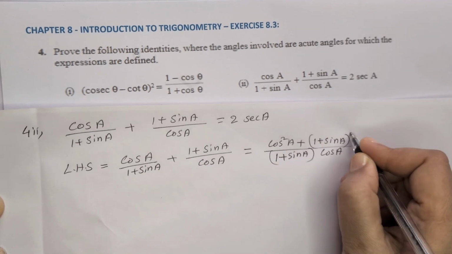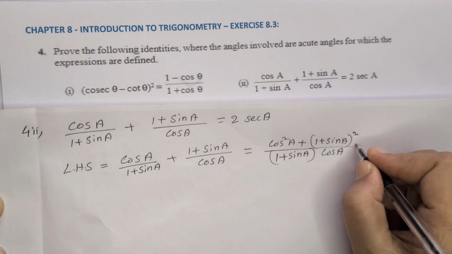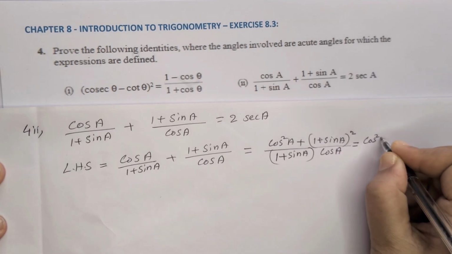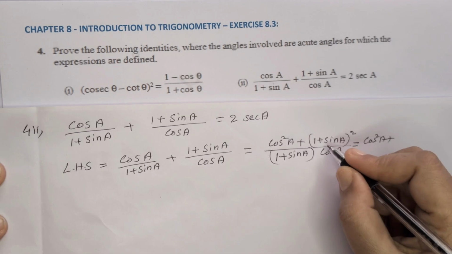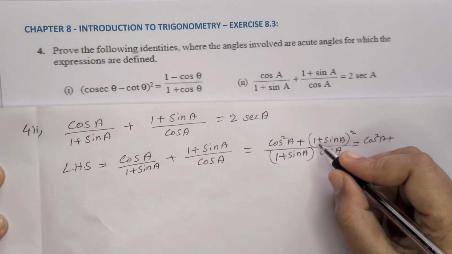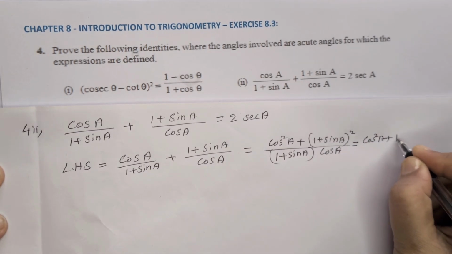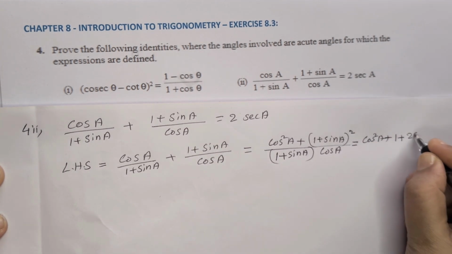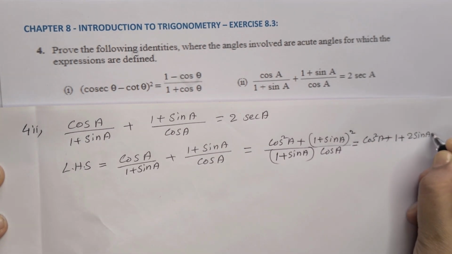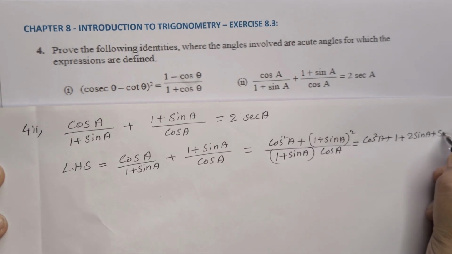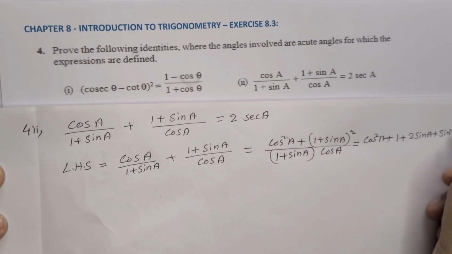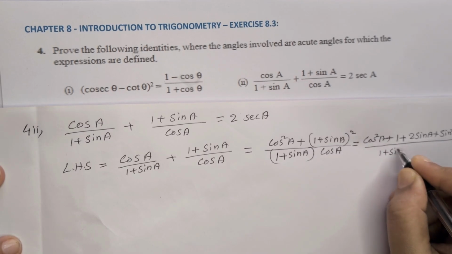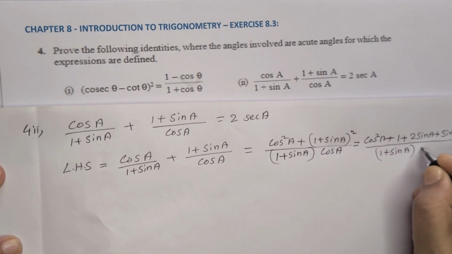So when you are multiplying, it becomes a square, which is equal to cos square A plus, based on a plus b the whole square, a square that is 1, plus 2ab, 2 into 1 into sin A, 2 sin A, plus sin square A, divided by the same thing, 1 plus sin A into cos A.